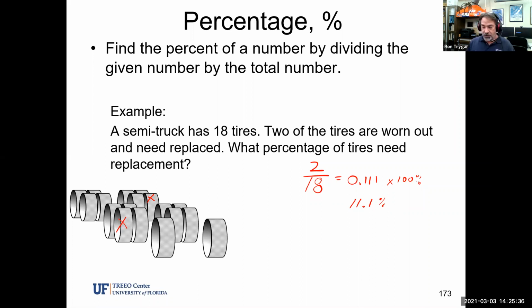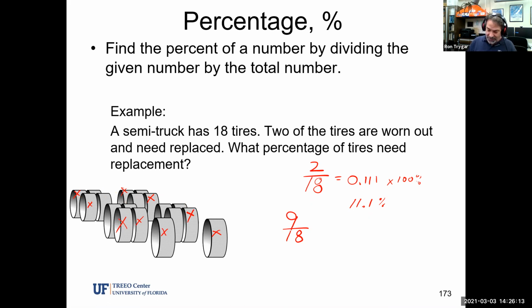So if you weren't sure if that was a correct number and you're like, it doesn't sound right. Well, if we have 18 tires on the truck, and let's say half of the 18 tires need to be replaced. So what is half of 18? We know half of 18 is 9. So let's say that we have 9 tires that need to be replaced. That's 1, 2, 3, 4, 5, 6, 7, 8, 9. All right, so 9 tires out of 18 total.